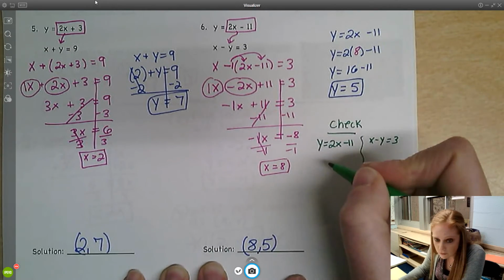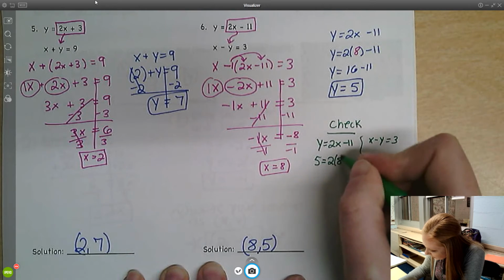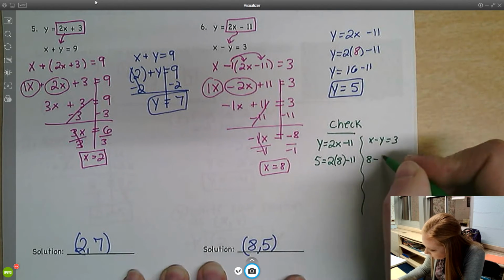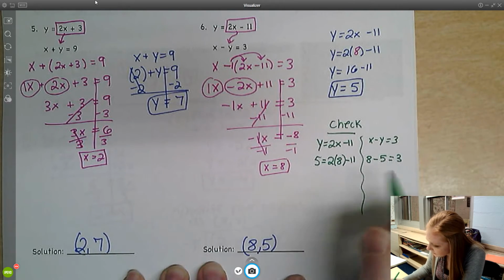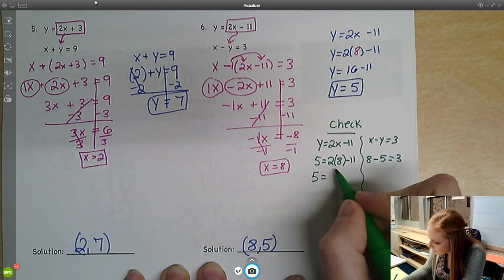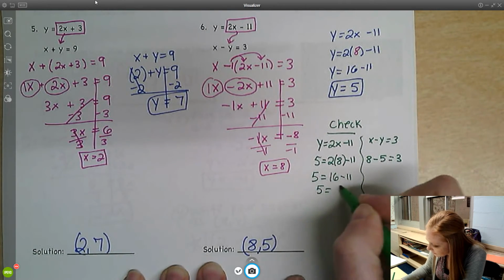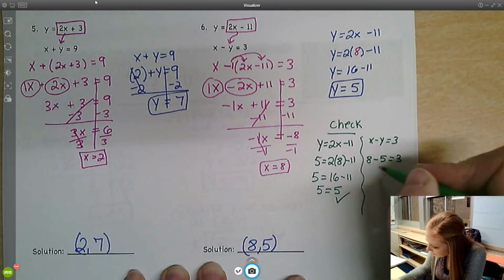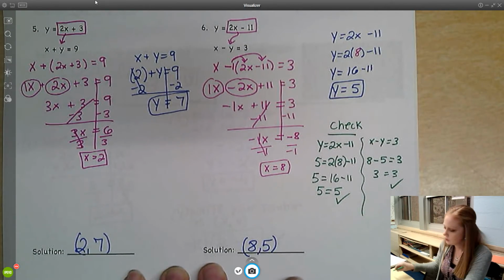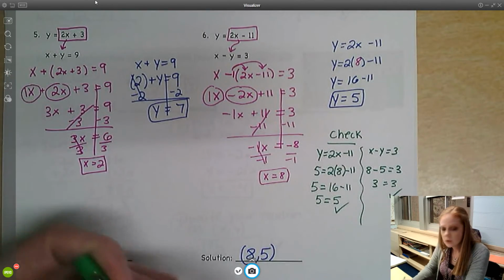Plug in 5 for y. Plug in 8 for x. Again, 8 for x, 5 for y, and let's see if it checks. Does 5 equal 2 times 8 minus 11? Well, 2 times 8 is 16, and 16 minus 11 is 5. Check. 8 minus 5 is 3, so 3 equals 3. It checks. So we can confirm that what was going on with that minus, that whole expression, we did it correctly.